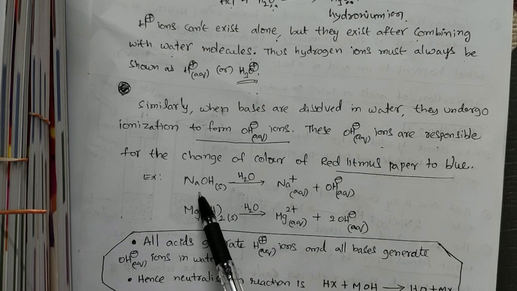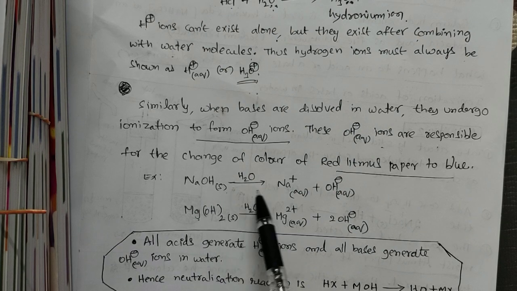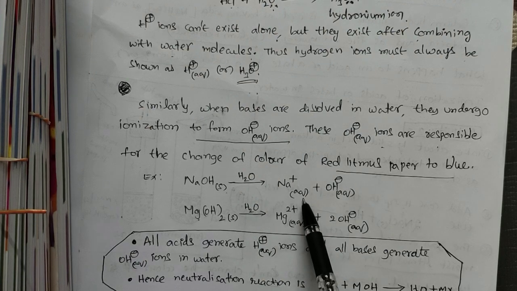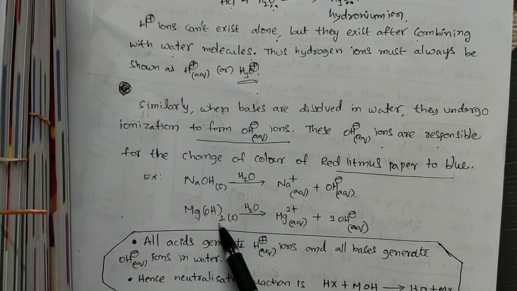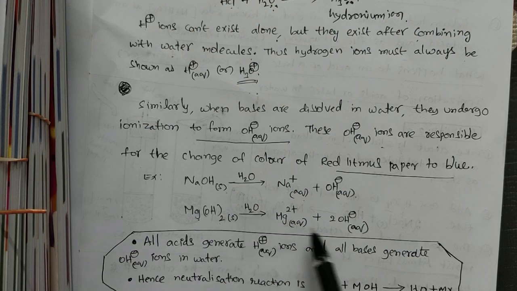For example, sodium hydroxide solid when dissolved in water produces sodium plus aqueous solvated ion and OH minus aqueous. Similarly, magnesium hydroxide, since it is carrying two hydroxide ions, produces two hydroxide ions, right?